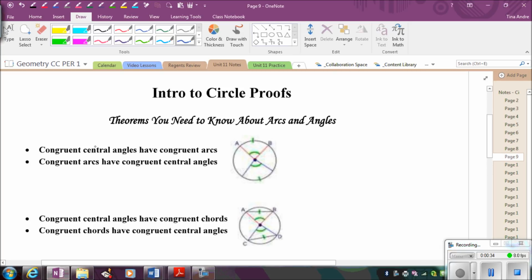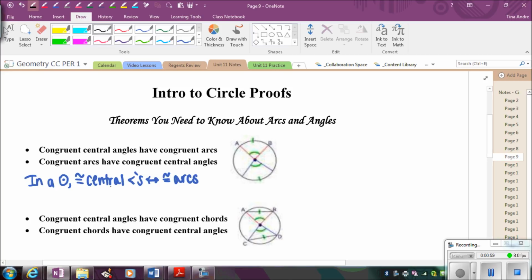So really, if you wanted to shorten this, we can say in a circle, if we have congruent central angles, that's going to imply congruent arcs. But you can also go the other way. So I can also say in a circle, congruent arcs also implies congruent central angles. So as long as you have one, well, then the other has to be true.